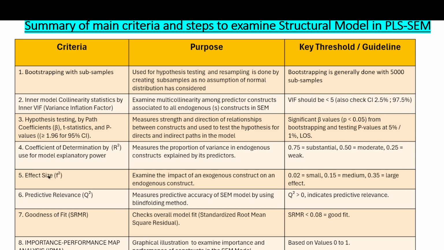Now the next criteria is to execute the effect size, f square. Its purpose is to examine the impact of an exogenous construct on an endogenous construct in the SEM model. And the threshold is, if it comes to 0.02, we'll consider it a small effect. If it is 0.15, we consider it a medium effect. And if it is 0.35 or larger, we'll consider it a large effect.